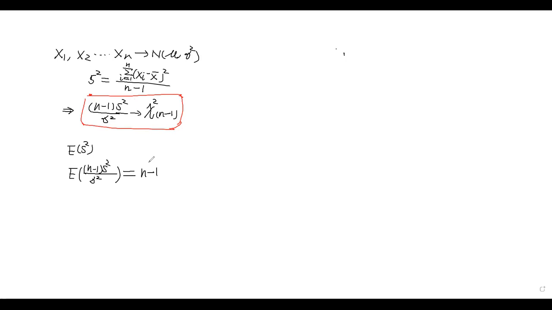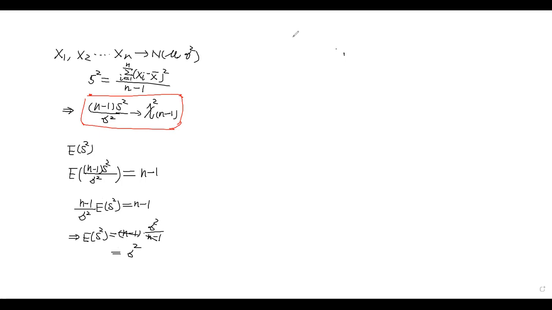Now you can take the constants out. So it's (n minus 1) over sigma squared times the expected value of S squared, equal to n minus 1. Then the expected value of S squared is equal to (n minus 1) times sigma squared over n minus 1, and these two cancel. So we get sigma squared.